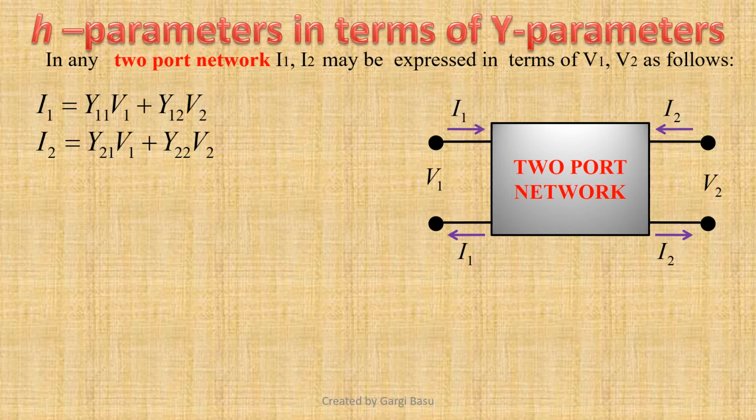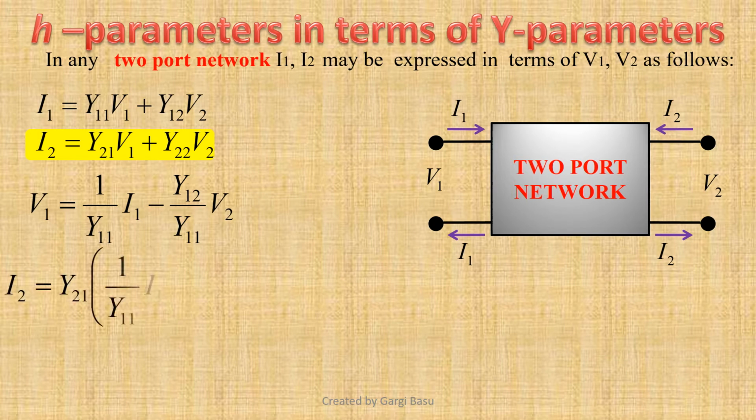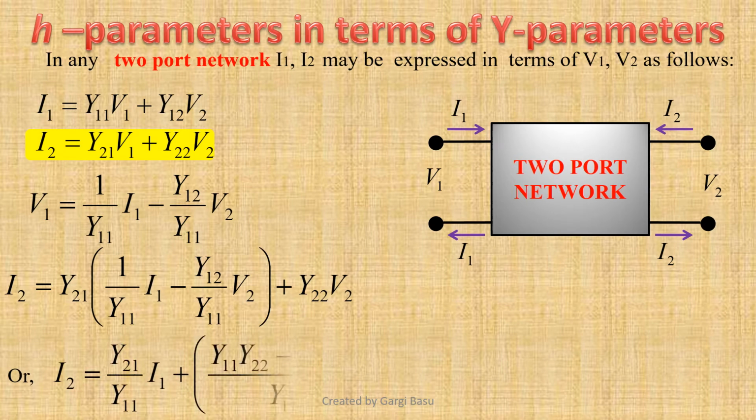Now, by rearranging equation number 1, we get V1 equals 1 upon Y11 times I1 minus Y12 by Y11 times V2. Using this expression in equation number 2, we get I2 equals Y21 into 1 upon Y11 times I1 minus Y12 by Y11 times V2 plus Y22 times V2. By rearranging this equation, we get I2 equals Y21 by Y11 times I1 plus Y11 Y22 minus Y12 Y21 divided by Y11 times V2.